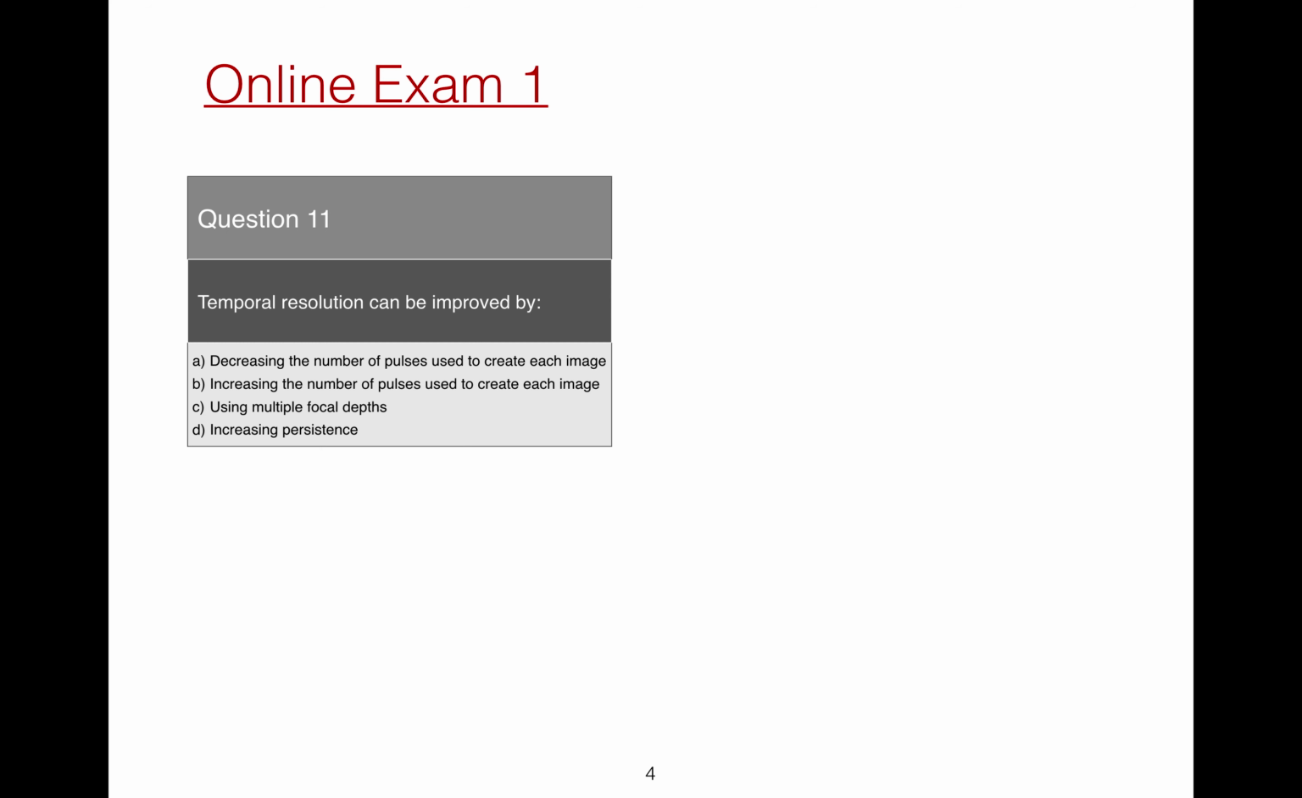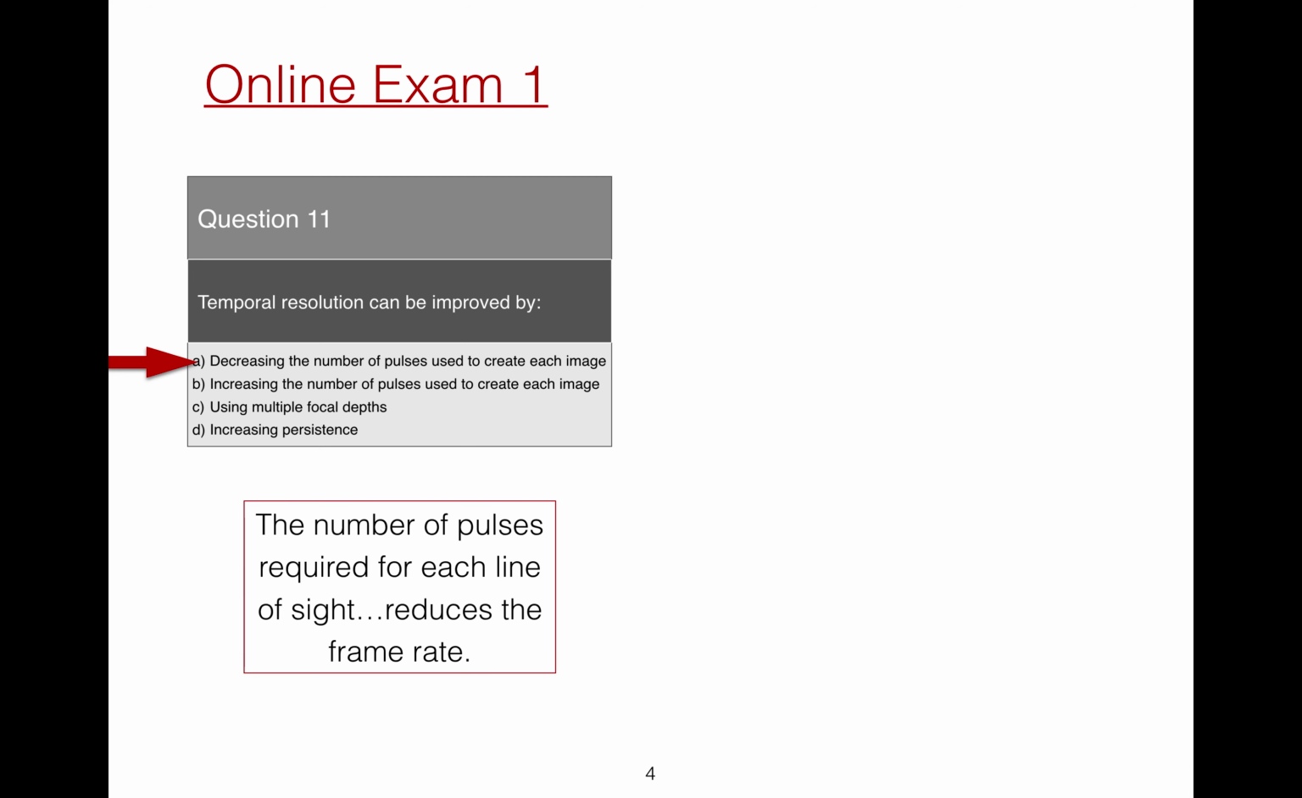Question 11. Temporal resolution can be improved by which of the following? As the number of pulses required for each line of sight reduces the frame rate, temporal resolution can be improved by decreasing the number of pulses required to create each image.